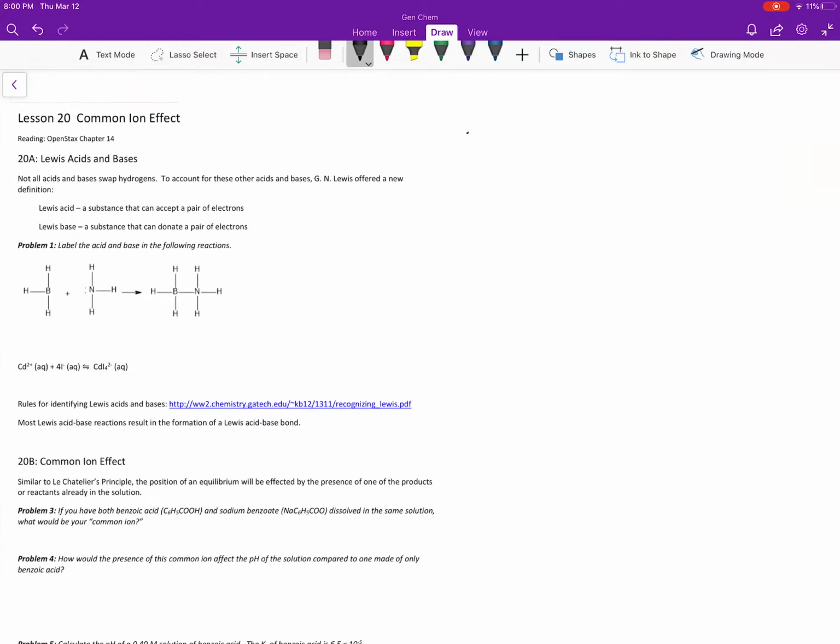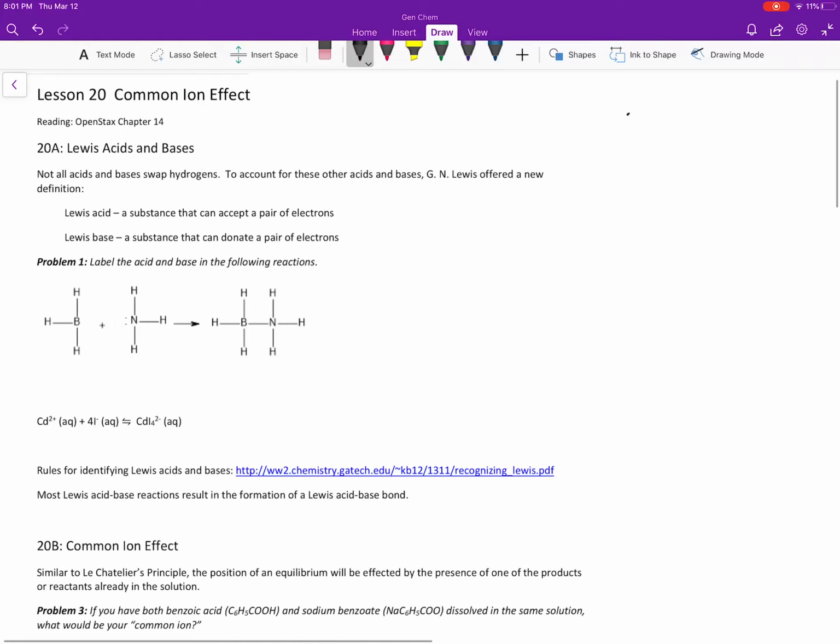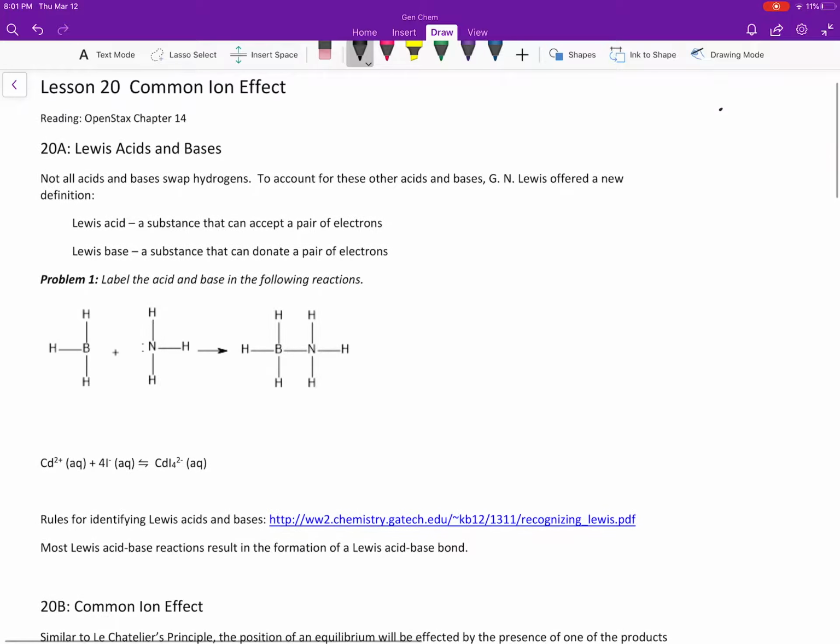Now on lesson 20, we're going to introduce a few things. One is the common ion effect, Lewis acids and bases, and then we're going to start talking about buffers. So the common ion effect, we're still in chapter 14. First, we have to talk about what it means to be a Lewis acid and a Lewis base. So if you remember, we have the Arrhenius definition, and we have the Bronsted-Lowry, and now we have the Lewis acids.